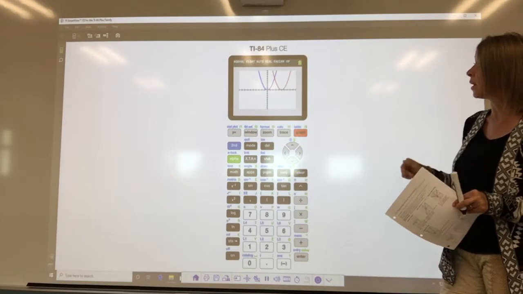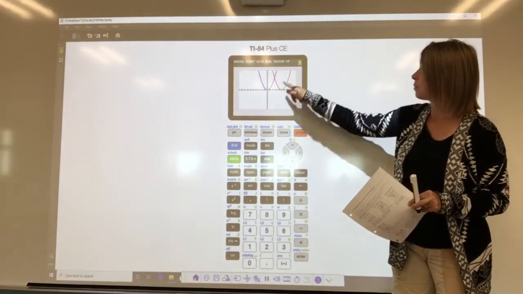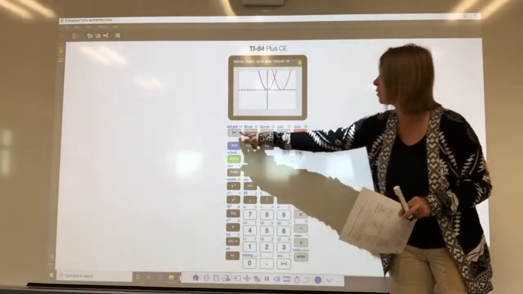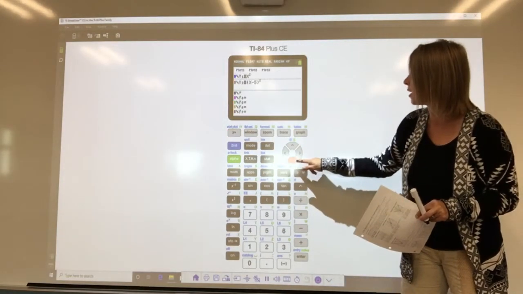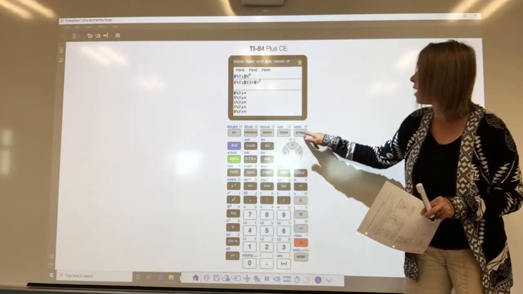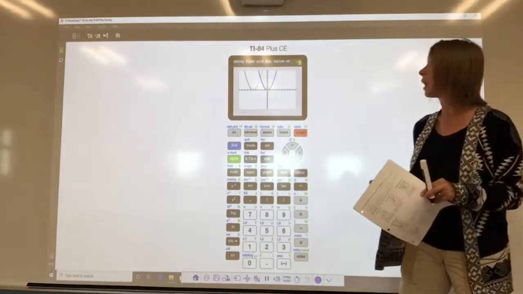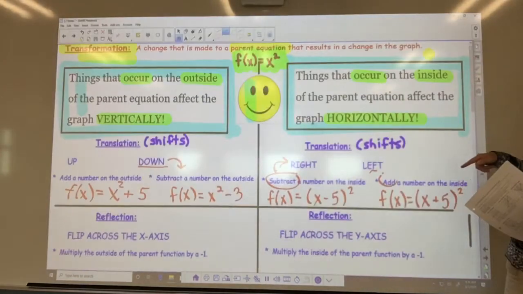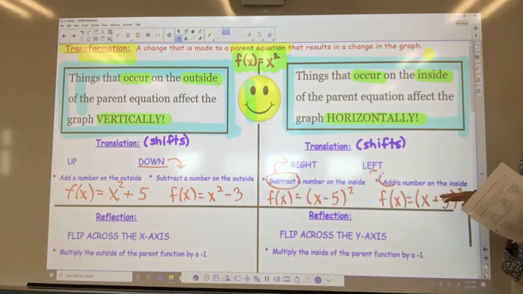There's our parent. Oh look, this red one, I was subtracting 5, but look at the vertex. It jumped to the right 5 units. If I were to go in and change that subtraction to addition, now the graph is going to jump to the left 5 units. So it gets a little tricky here when you make changes on the inside.